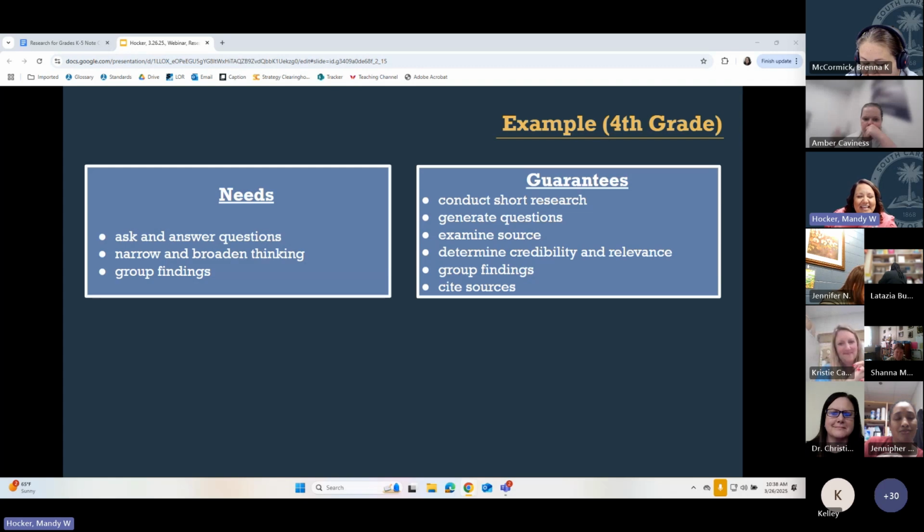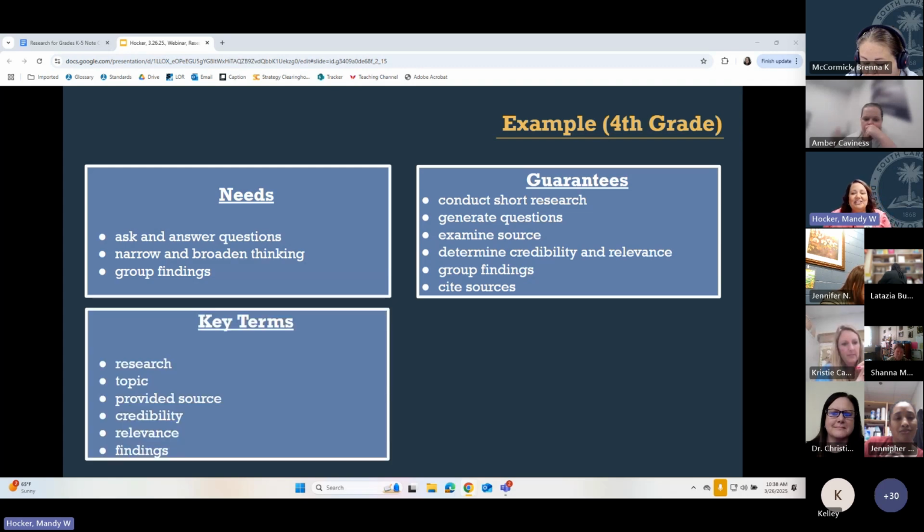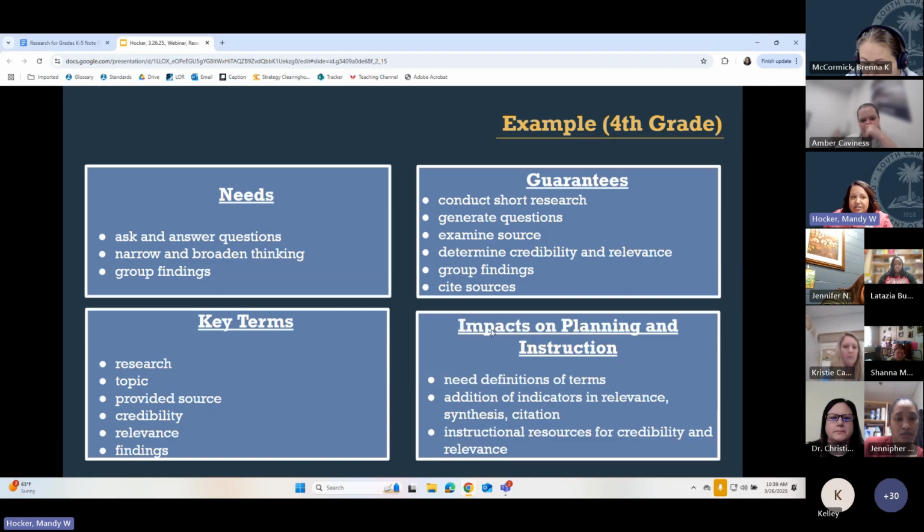Now let's look, what key terms would I need to have defined for me or ensure my students know at 4th grade level? Well, research, topic, provided source, credibility, relevance, findings, all of those need to be defined for my students. And I need to make sure that I have an understanding of those terms as a teacher so that I can deliver that instruction appropriately. So then finally, we'll take a look at what implications this might have for planning and instruction.